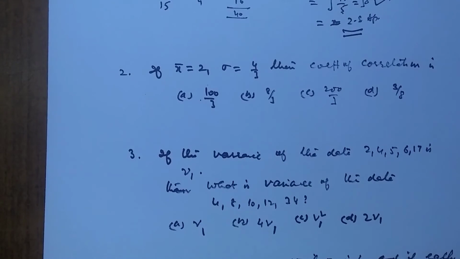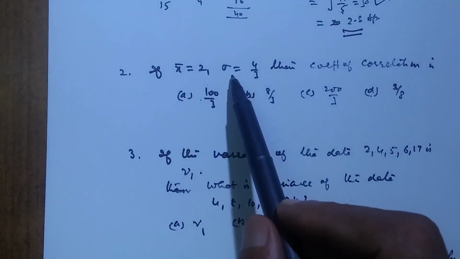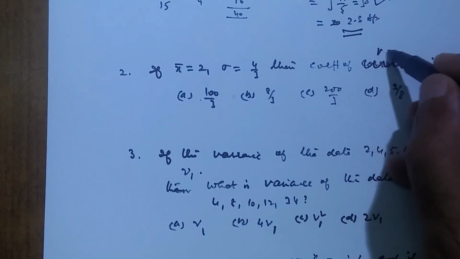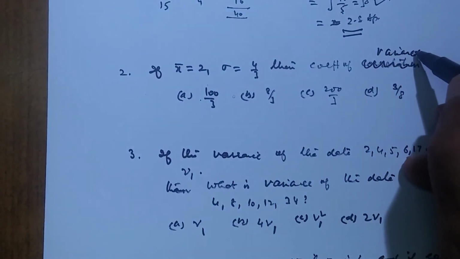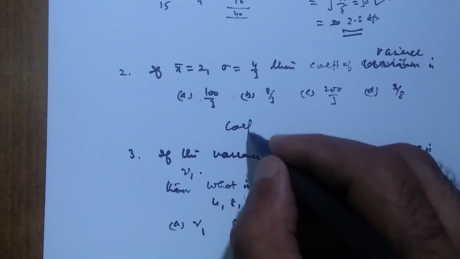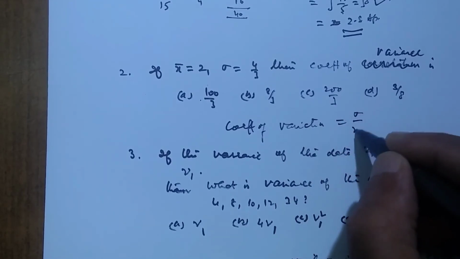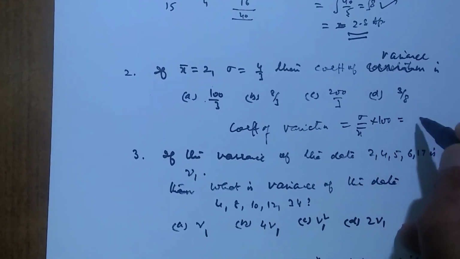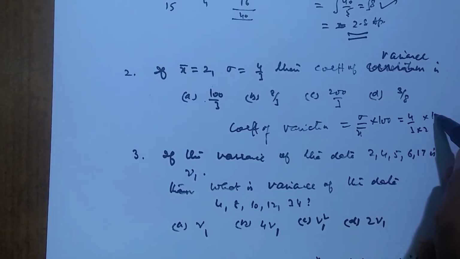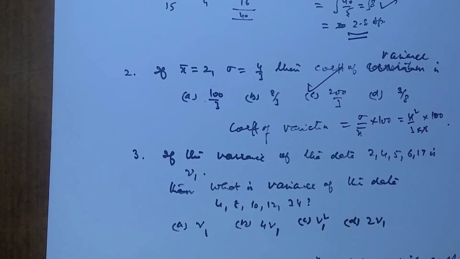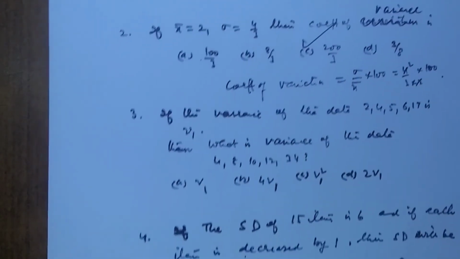Now the second question: if x bar is 2 and standard deviation is 4 by 3, then what is the coefficient of variance? Coefficient of variance is equal to standard deviation upon mean into 100. The standard deviation is 4 by 3, mean is equal to 2, into 100. This is 200 by 3. The answer is C, 200 by 3. It does not take much time to do the question.